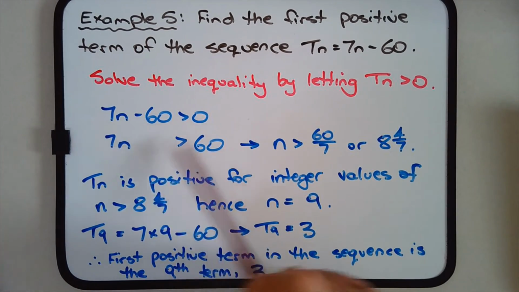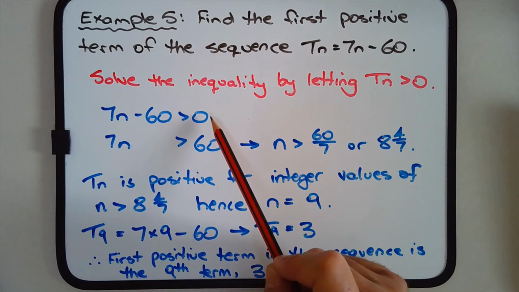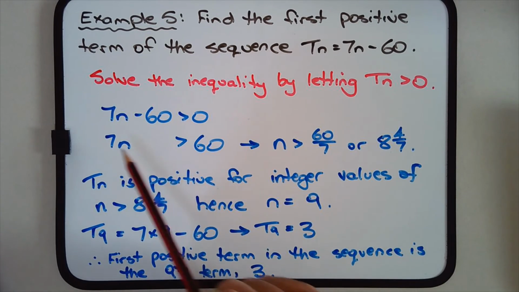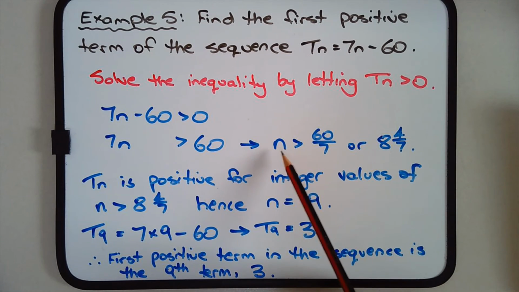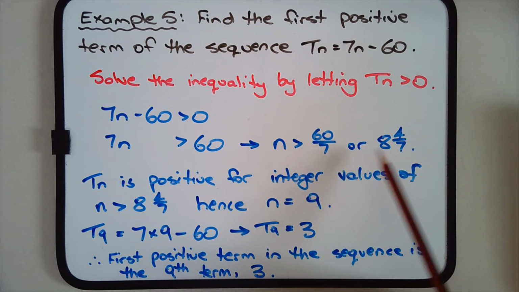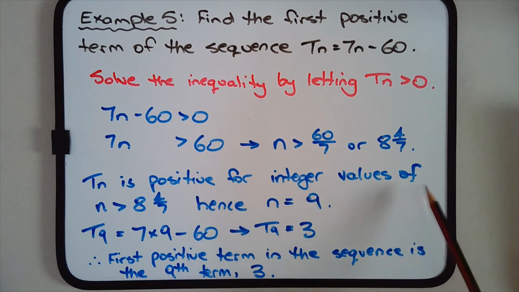So let's set up the inequality. 7n minus 60 is greater than 0. Adding 60 to both sides, we have 7n greater than 60. Dividing both sides by 7, we have n is greater than 60 over 7, or 8 4/7. So Tn is positive for integer values of n such that n is greater than 8 4/7.